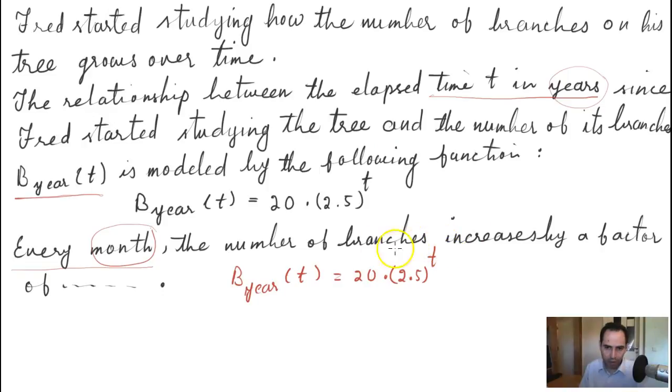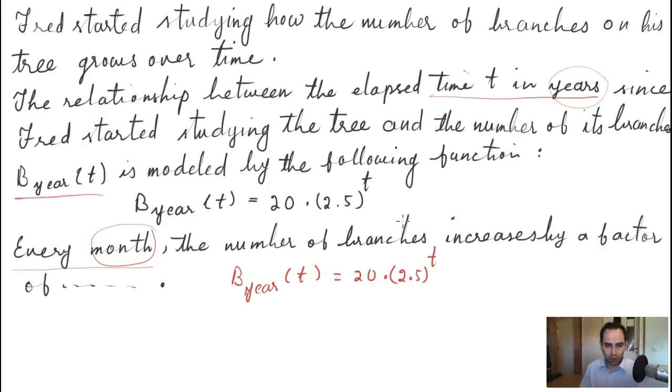So this function is perfect if you want to study the number of the branches of the tree, as long as your input refers to years. For example, you want to know what happens after 1 year, or after 2 years, or after 3 years. But this function does not give you accurate information or any sort of information about what happens, for example, after the 8th month, after the 9th month, after the 10th month.